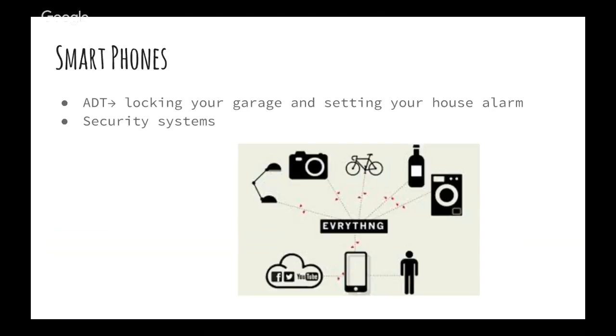The second thing we have are smartphones. I remember growing up as a kid that there were a ton of commercials from ADT about how you could lock your garage, set your house alarm, and even set your security systems all from your phone. I remember those commercials vividly being a child. And I know those were on really older phones, like the first generation iPhone and Blackberries. So it's really cool to see how even from then we've had some influence of the Internet of Things.